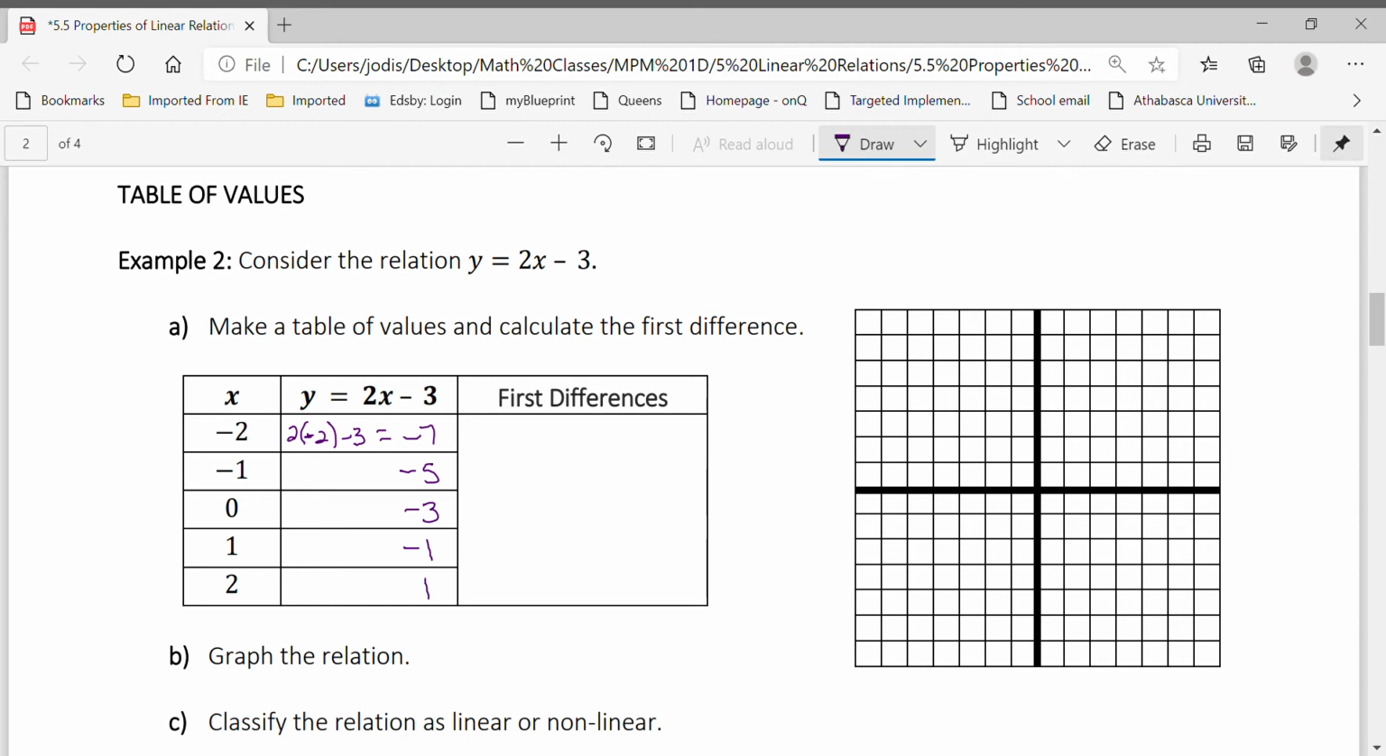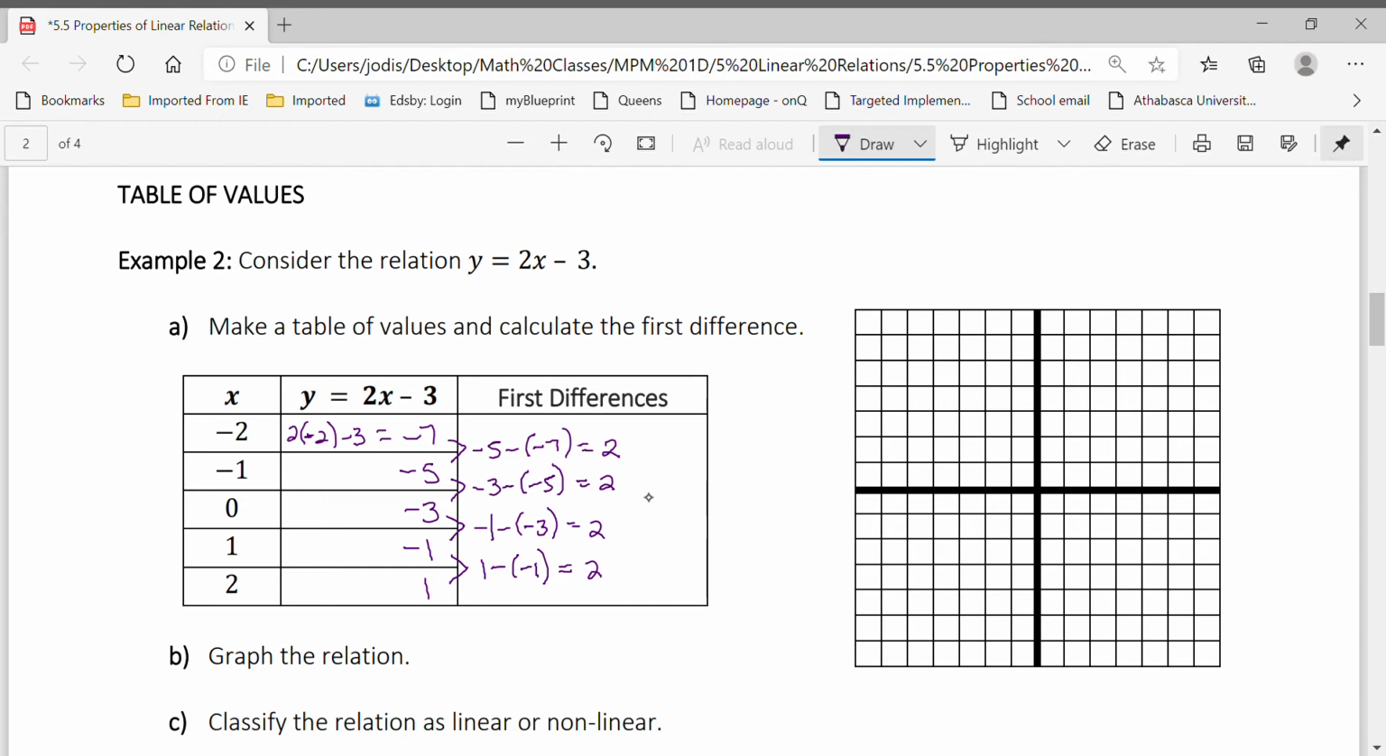So to calculate first differences, you're always going to start from the bottom and work your way up. So I'm going to take these first two, 1, and it's a difference, so subtract negative 1. This is like saying 1 plus 1, so this is 2. Now move up to your next set, negative 1 minus negative 3. Negative 1 plus 3 is 2. Negative 3 minus negative 5, also 2. And negative 5 minus negative 7 is also 2.